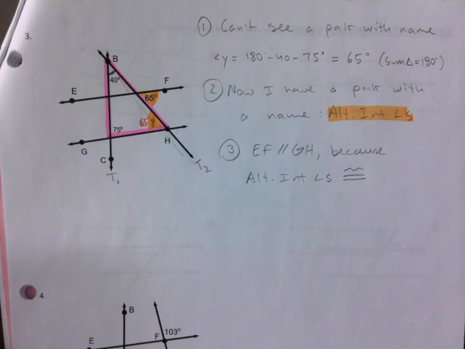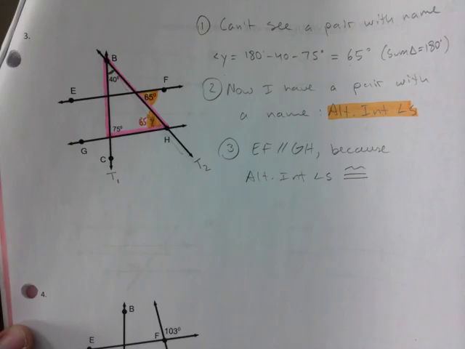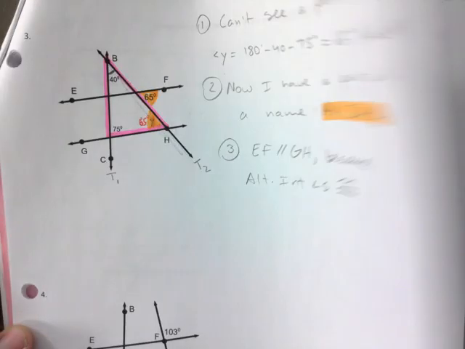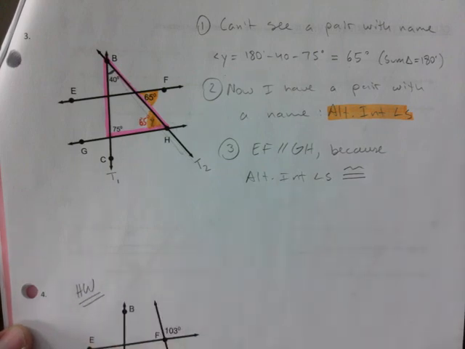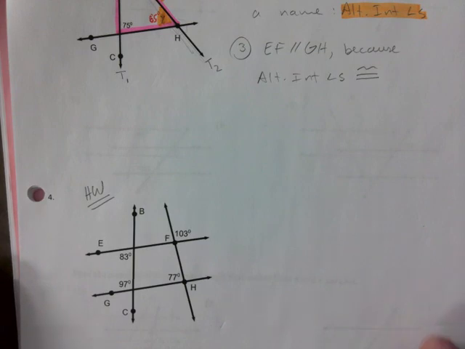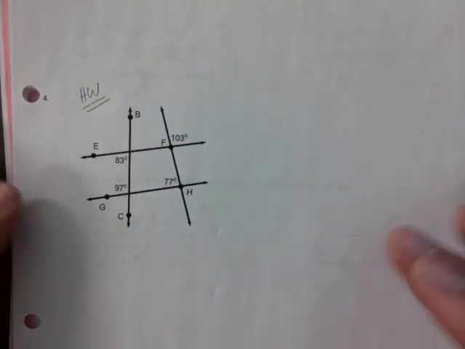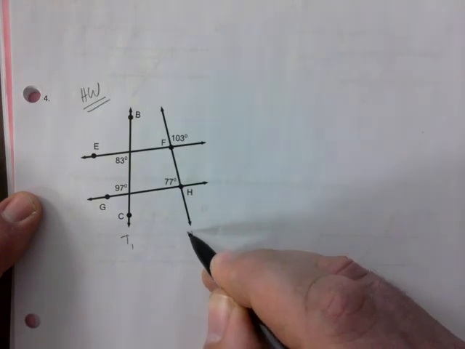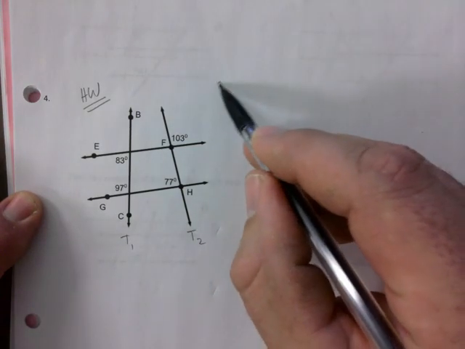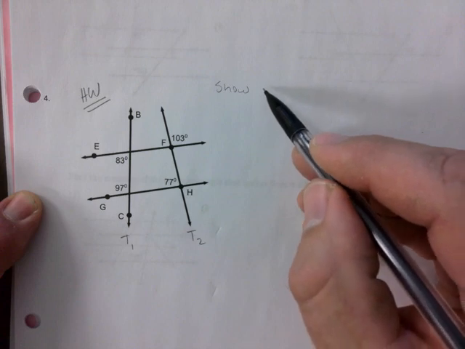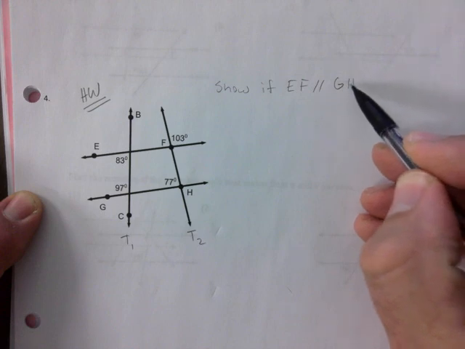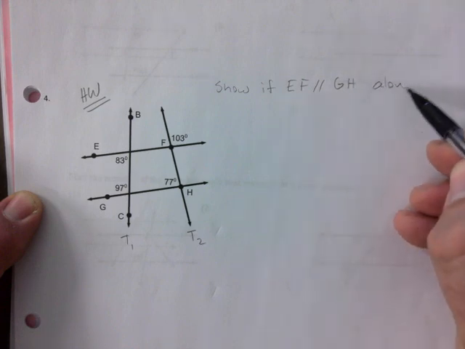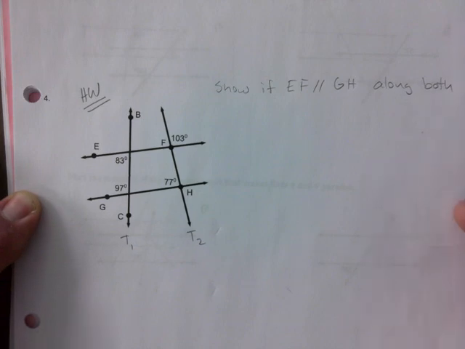I think I'm going to stop there. This one is going to be homework. But I will give you an added challenge. This is transversal 1 and this is transversal 2. I will say this: show if EF is parallel to GH along both transversals.